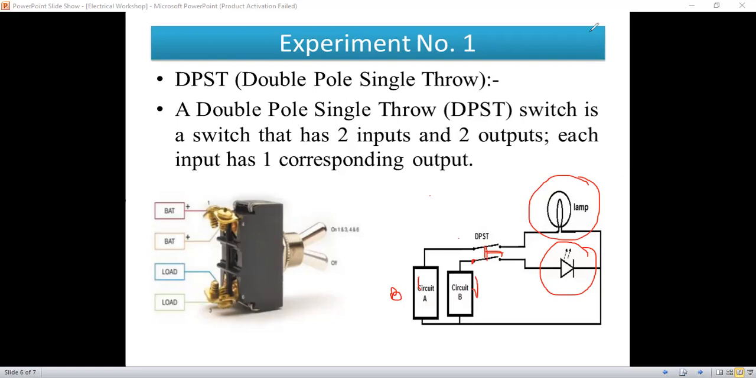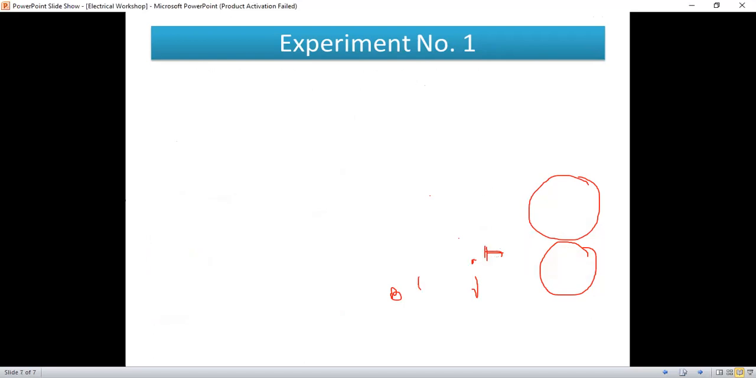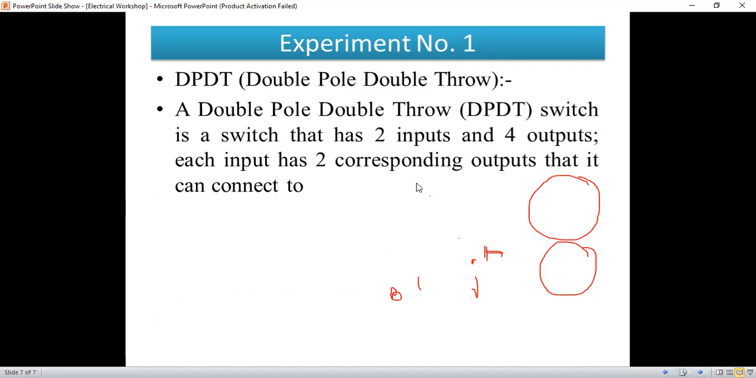Now the last type of switch is DPDT, double pole double throw. Pole is nothing but, as I have told, a controlling circuit. Pole म्हणजे controlling circuit असेल. So double pole double throw, this type of switch is a switch that has 2 inputs and 4 outputs.